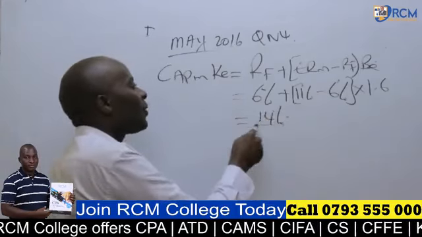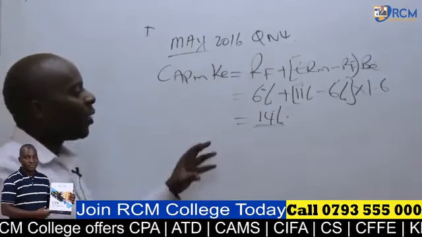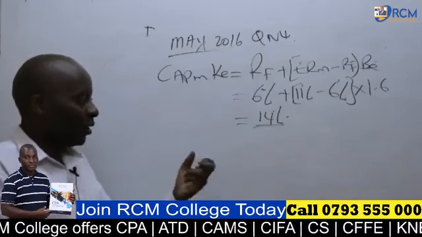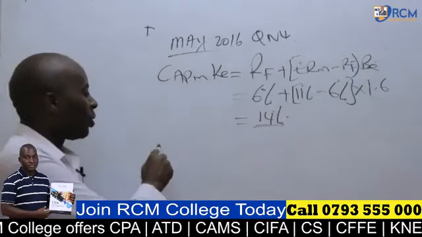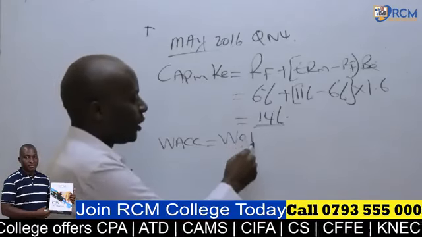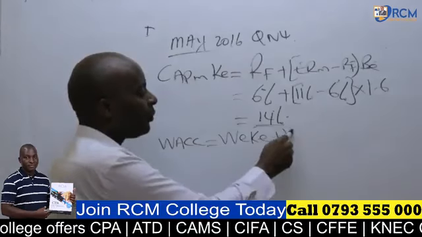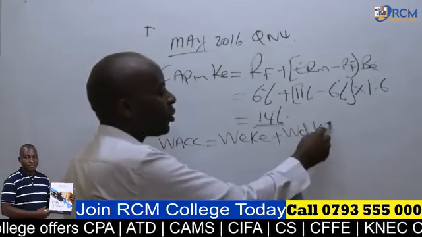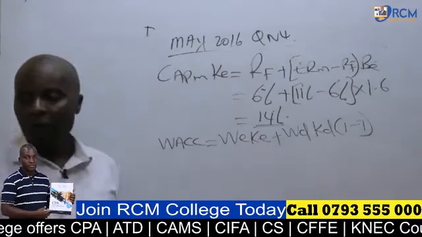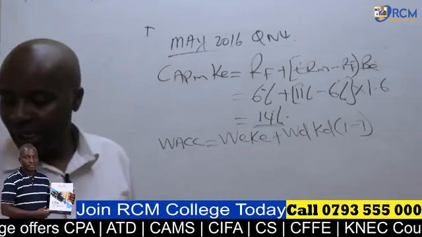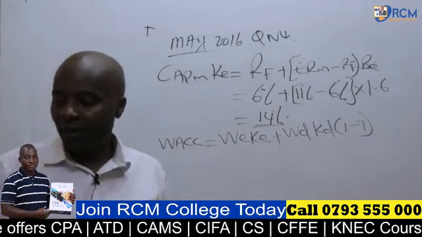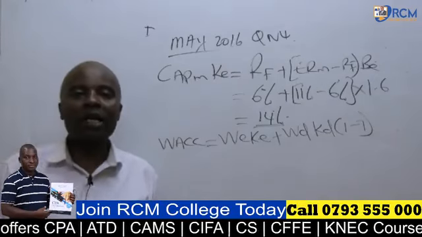14%. After I get the cost of equity, now I have to incorporate debt into this equity for me to be able to get a composite cost of capital. A composite cost of capital is our WACC, which will be equal to weight of equity times cost of equity, plus weight of debt times cost of debt. But remember, the debt cost is normally allowable for tax purposes.